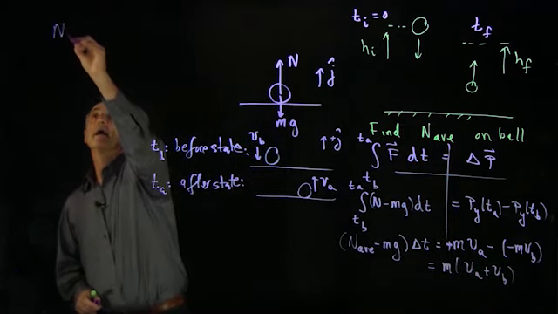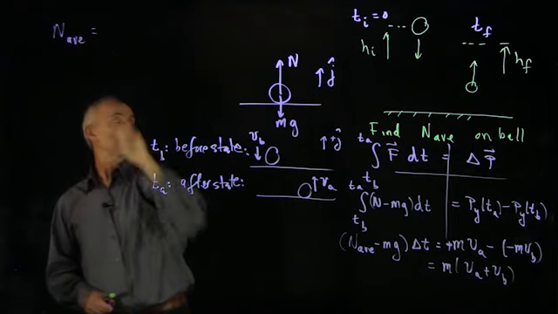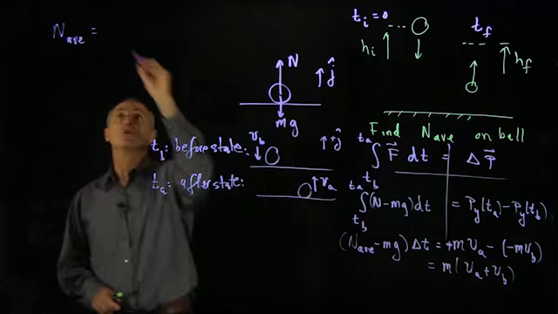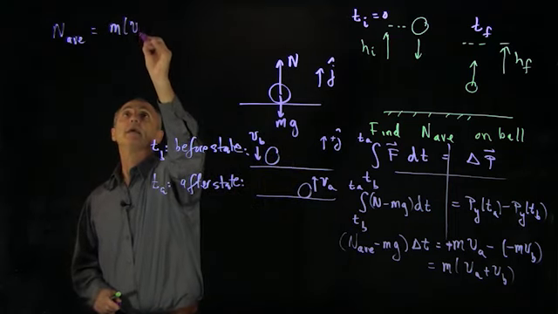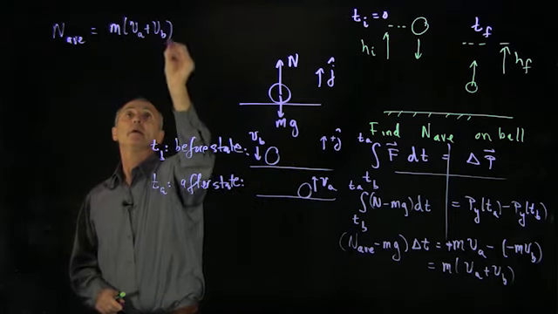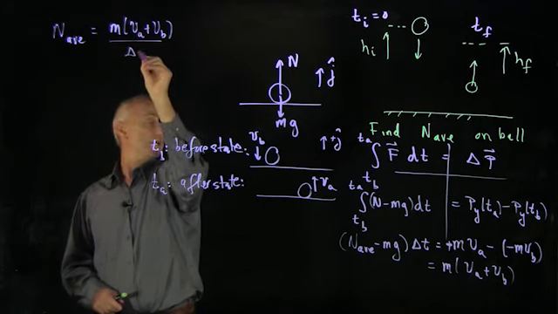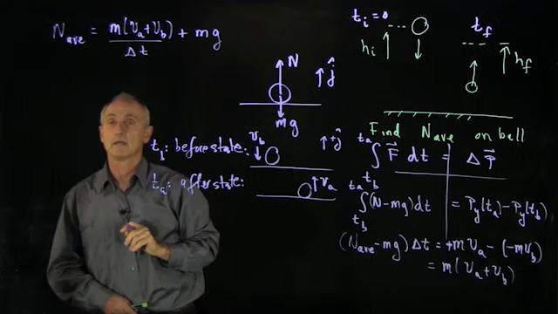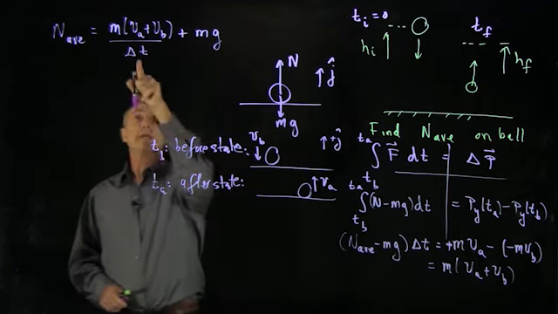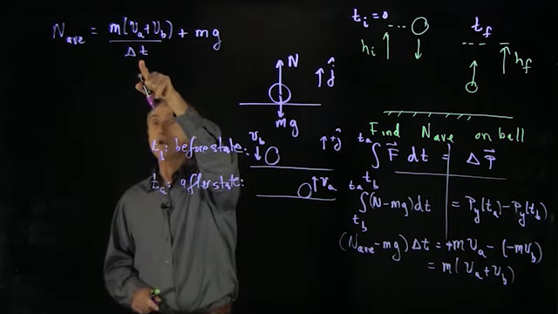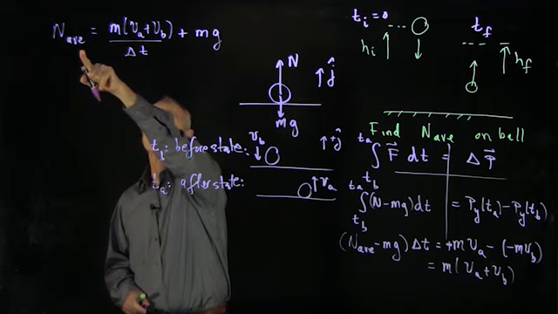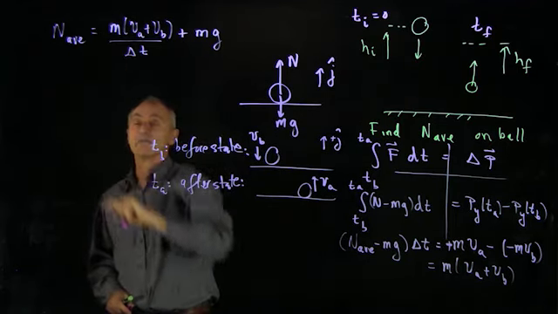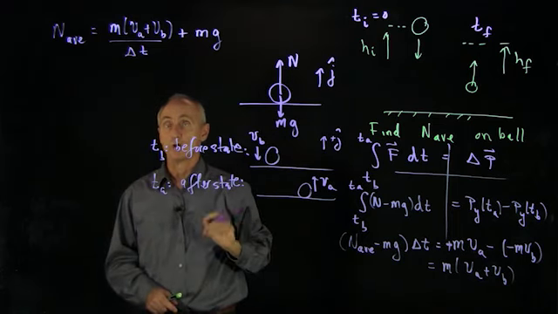So our first result is that the normal force average, let's divide through by delta t and bring the mg term over. So we have m times v after plus v before, divided by delta t, plus mg. So we see that if the collision time is very short, then this average force is a little bit bigger. A long collision time, the average force a little bit smaller.